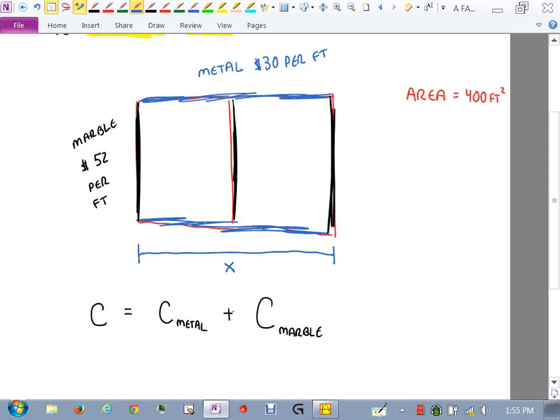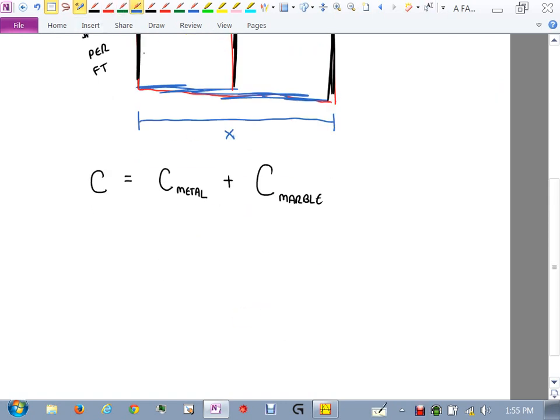But then there's another one up there, 60X, right? Do y'all agree? So the cost of the metal fence is going to be 30 times X, but twice. So 2 times 30X is 60X. Yes? So far, it's looking okay. Our total cost is 60X.